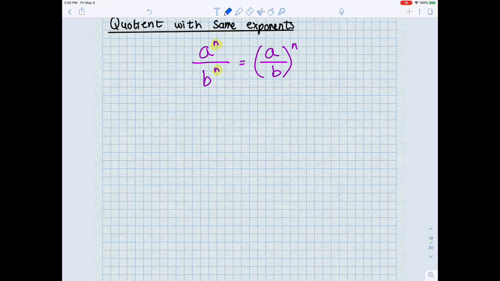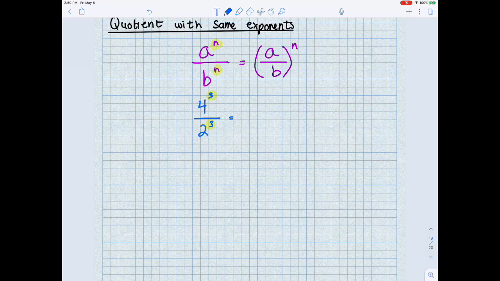So if I have, let's see, what numbers do I want to use? Let's do 4 to the third power divided by 2 to the third power. Notice how my exponents are the same.